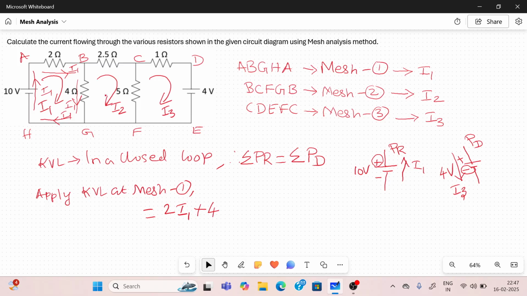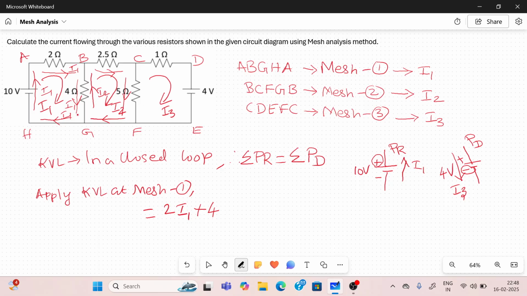the current? The current I1 is flowing here, and the 4 ohm resistor is not only carrying the current I1, it is also carrying the current I2. How will the current I2 flow? B to C, C to F, F to G, then G to B. This is the direction of current I2. So I1 current is coming down, I2 current is going up. I1 will flow from B to G, I2 flows from G to B. Both the currents are opposite.